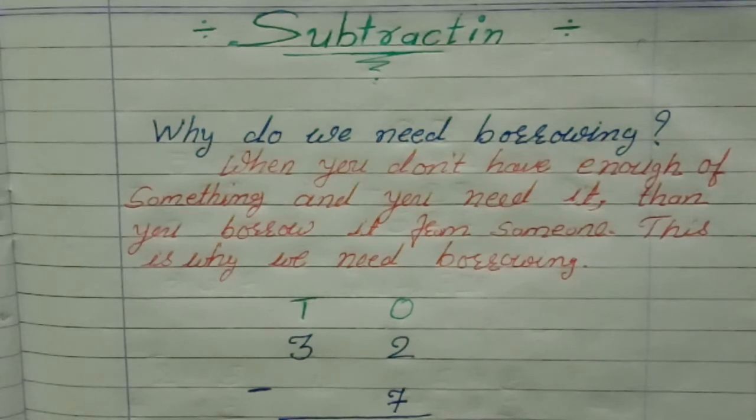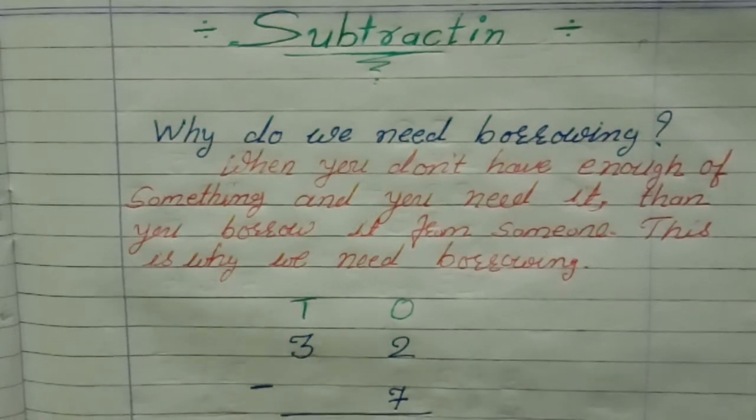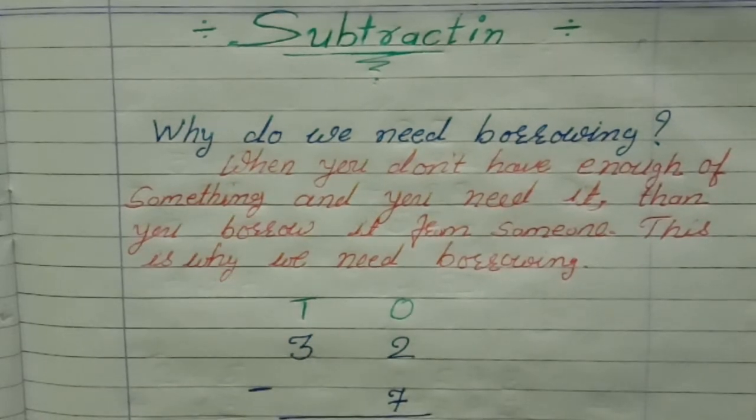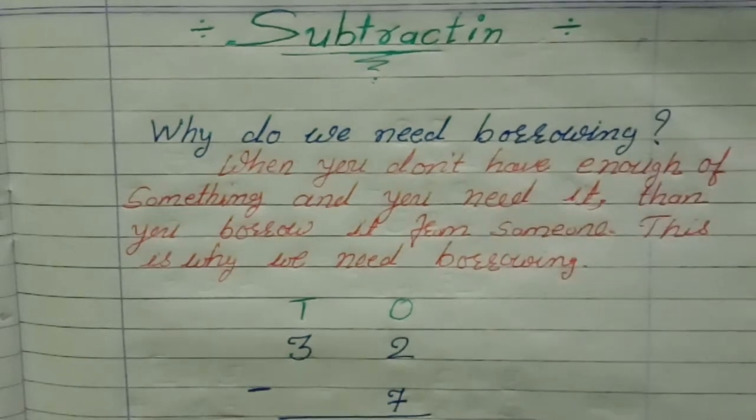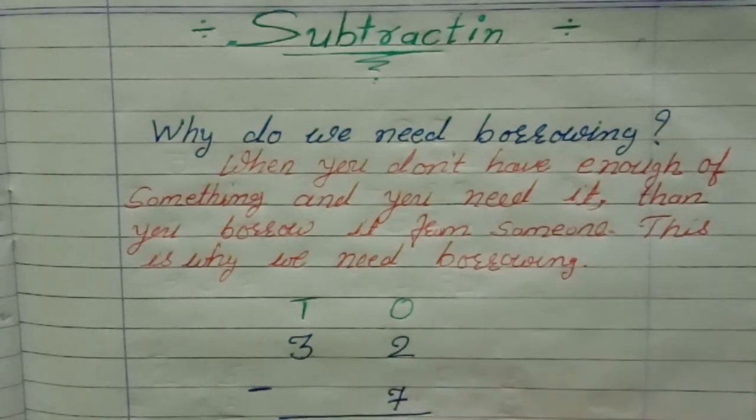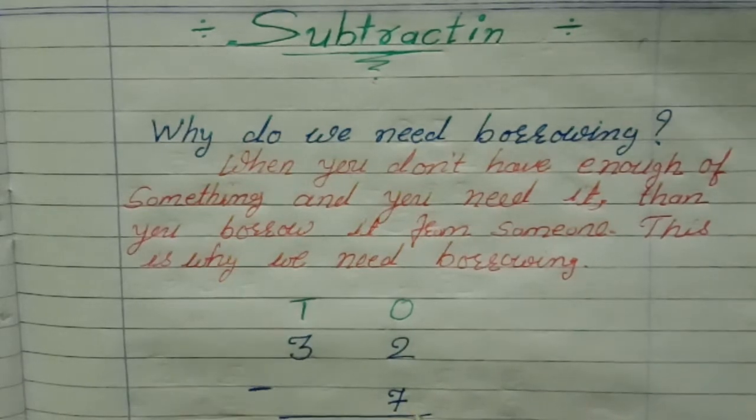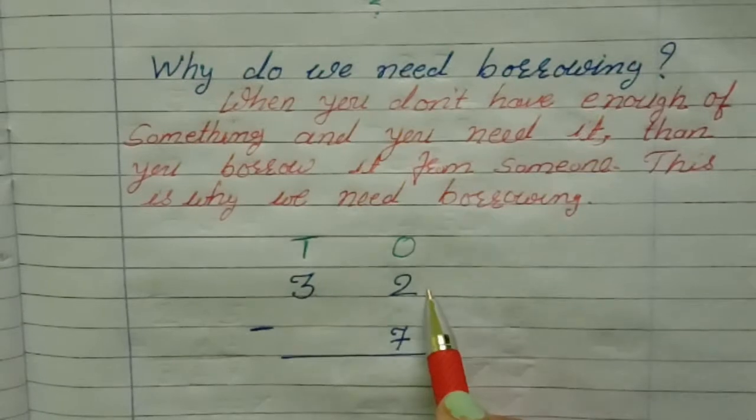The same thing happens with numbers. A number also needs to borrow something from another number. So let us see how we perform this subtraction. 32 minus 7. We know that in order to subtract, we need to subtract the digit in the ones place first. So I need to subtract 7 from 2.